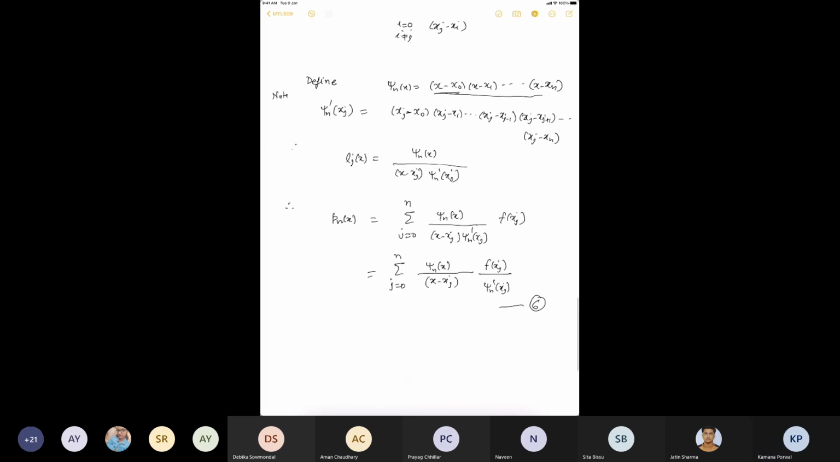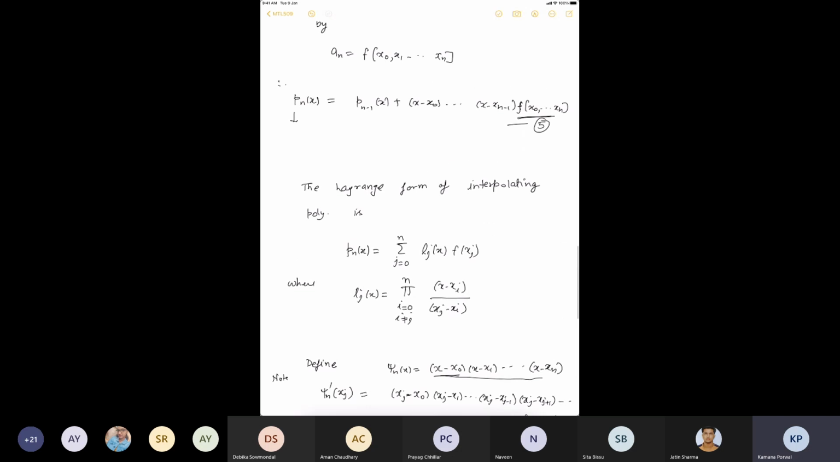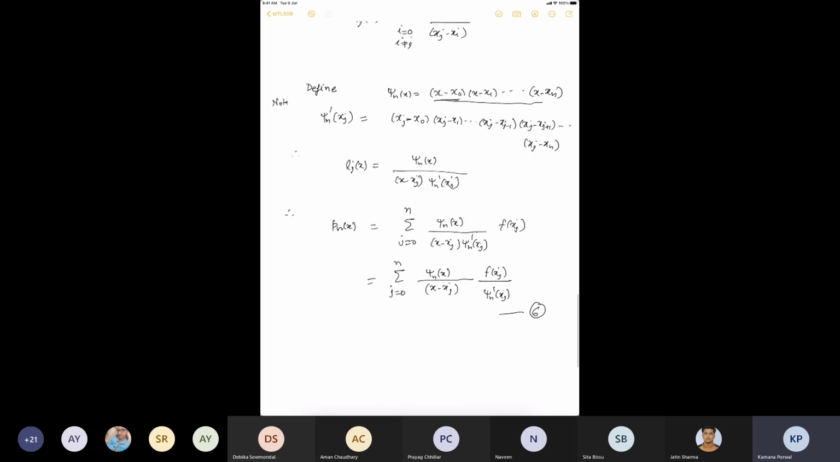Let's give it equation number 6. So we have obtained the form of the interpolating polynomial here also. This is also an interpolating polynomial, interpolating the same data. That's why I'm using the same notation Pn(x) for both, because actually both are the same polynomial. It's just that we have a different representation of them.